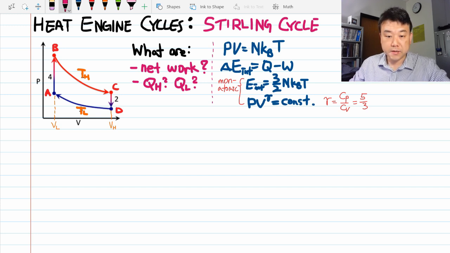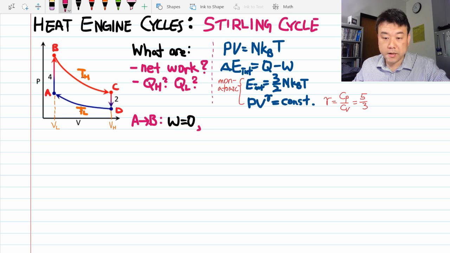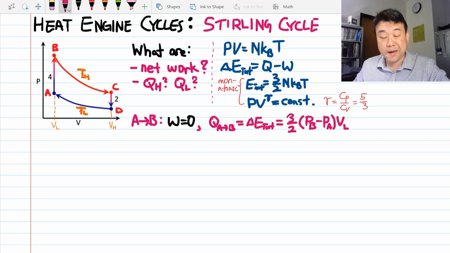The first process is isochoric heating from A to B. Since it's isochoric, the work done is 0. Nice and easy. So the first law says that the heat transferred from A to B is equal to the change of internal energy. We've done this many times before, so I first wrote it using the expression for the internal energy and then rewrote it in terms of pressure and volume since it's more useful.